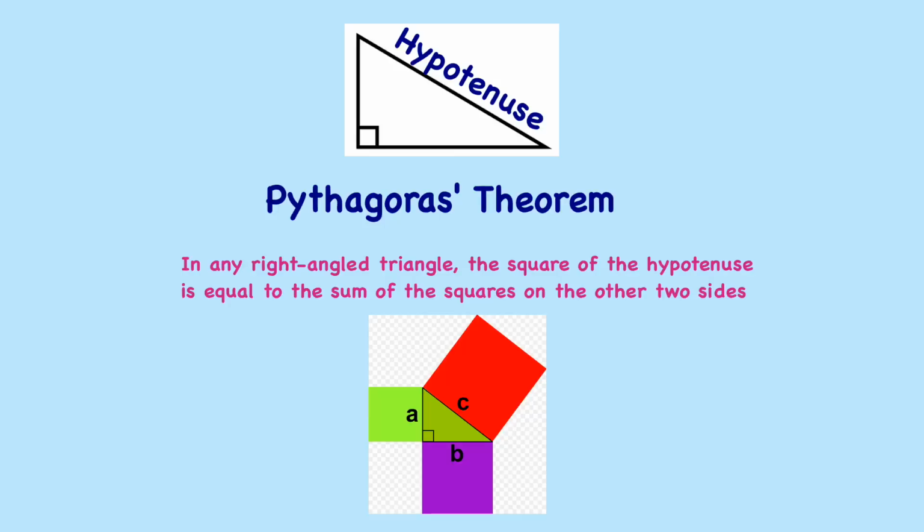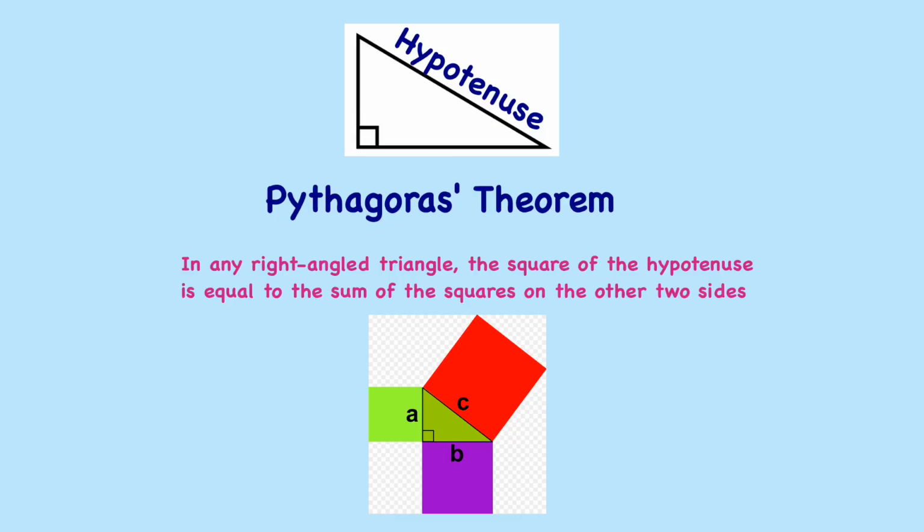So here we have a right angle triangle. We have the hypotenuse, which is here. It's opposite the right angle. And if we draw a square on this side, so whatever that length is, so is that length, the area of this square is equal to the sum of the area of A and the area of B.